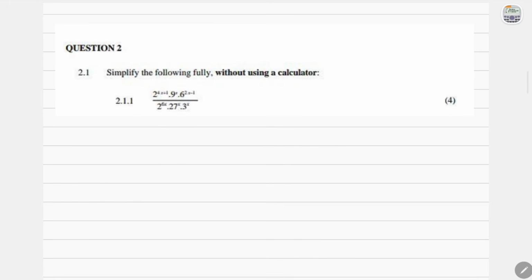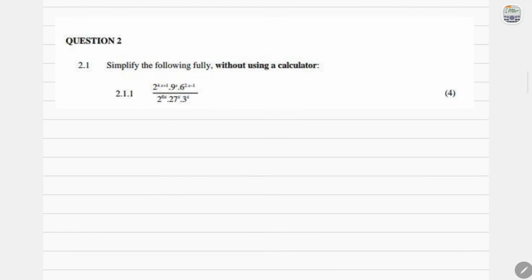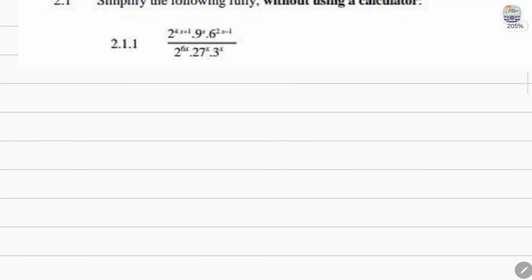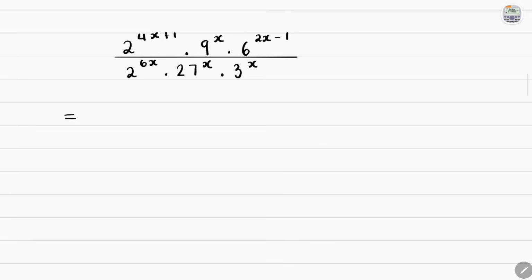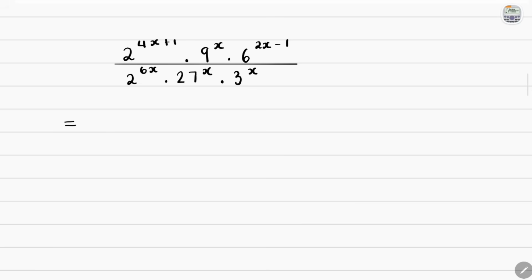Question 2.1 says, simplify the following fully without using a calculator. So with this, let me just rewrite what we have. This is an exponential expression, so we need to focus on ensuring that we get their bases to become prime factors. For example, with something like 2, you see that 2 is already a prime number. We can't really take it any further. But with 9, 9 has a factor 3.